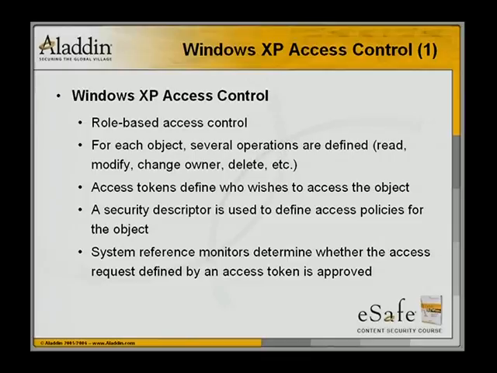Also, the system reference monitor determines whether the access request defined by an access token is approved. So when a user, MOTI, that has the SID of 1, 2, 3, 4 tries to access the folder IT, the computer basically compares the token and the SID to see whether the token allows the SID to get access to that specific folder.